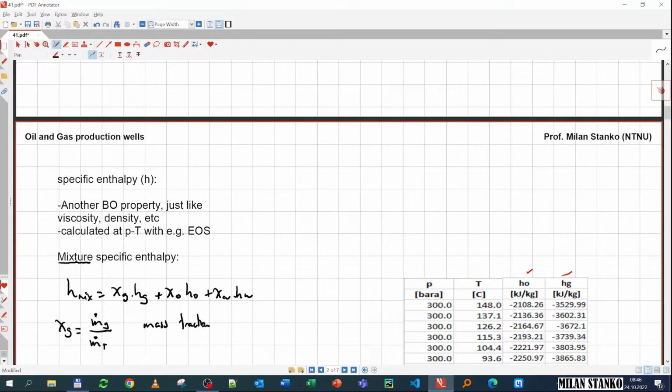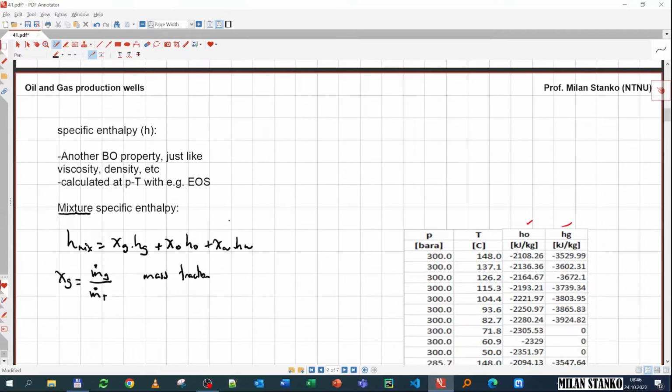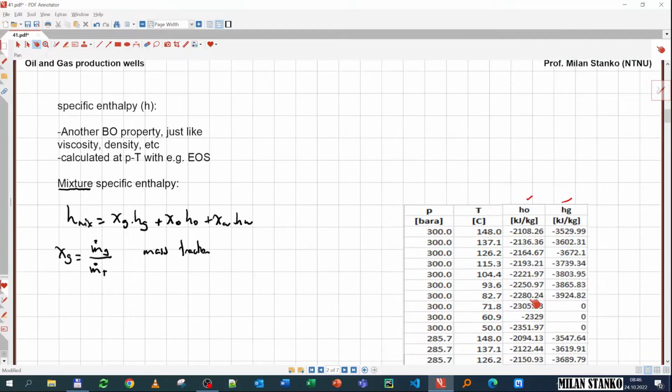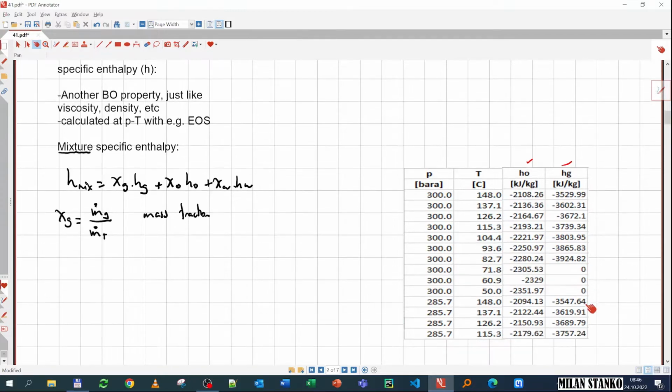Here you see an example of the enthalpy table. You see that at a given pressure and temperature you have two phases, oil and gas. That means that you're in the saturated region, at 300 and 148 you have two. But then comes a point at which, for this low temperature, I only have oil. I don't have any more gas. The units of enthalpy are kilojoules per kilogram.